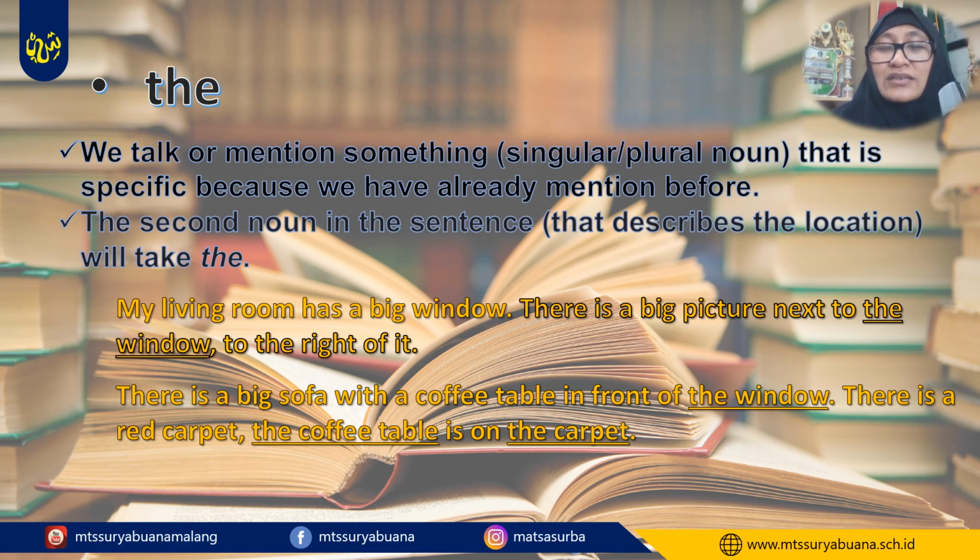We use the article the here. And also the coffee table. It's already stated when we mention it in the first sentence here: there is a big sofa with a coffee table. For the first time, we say a coffee table because there is only one. And after that, we use the article the: the coffee table on the red carpet. Because the red carpet here is already mentioned before. There is a red carpet. Right? Okay, let's continue.